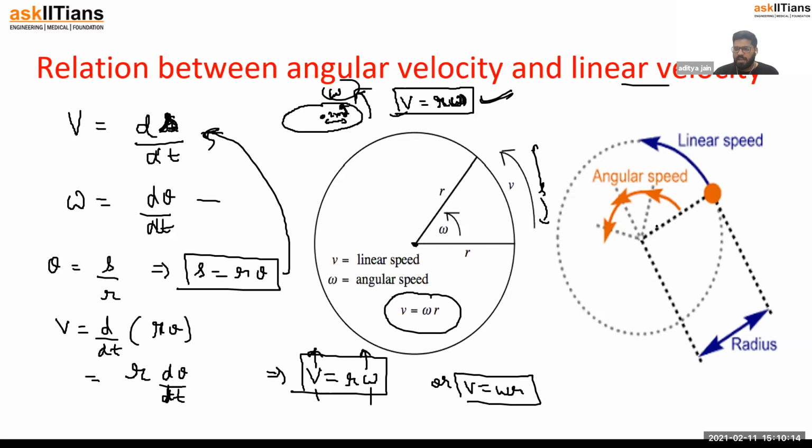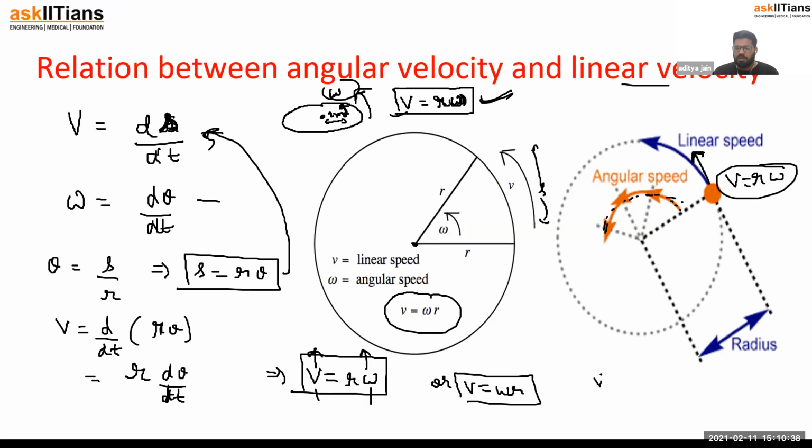And you can see in this diagram also that the angular velocity is about the center like this, which gives you the rate of change of angular displacement, concerned with the circular motion. And what about the linear speed? Linear speed is the tangential velocity at any particular point of time. So that will be given by v equals r omega.